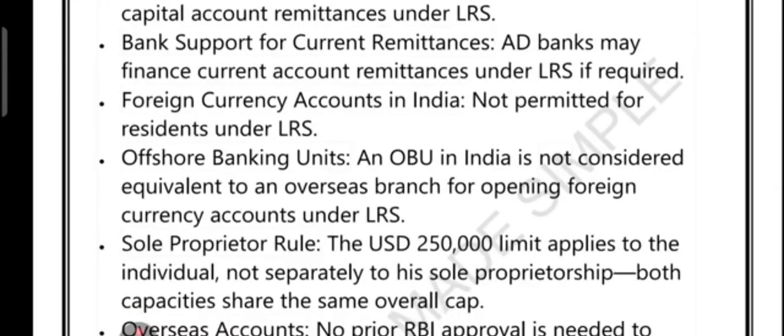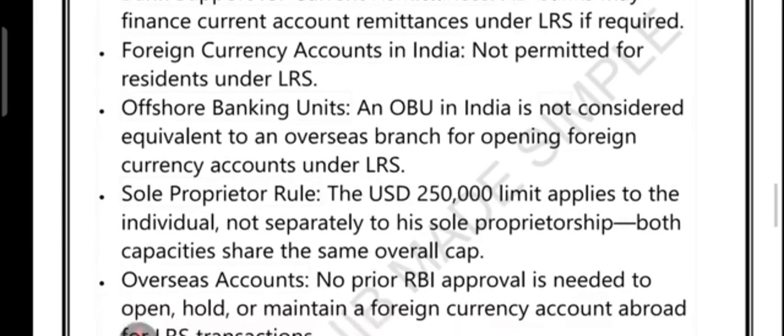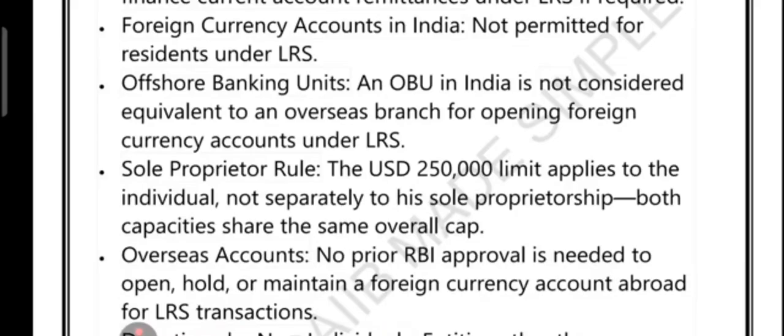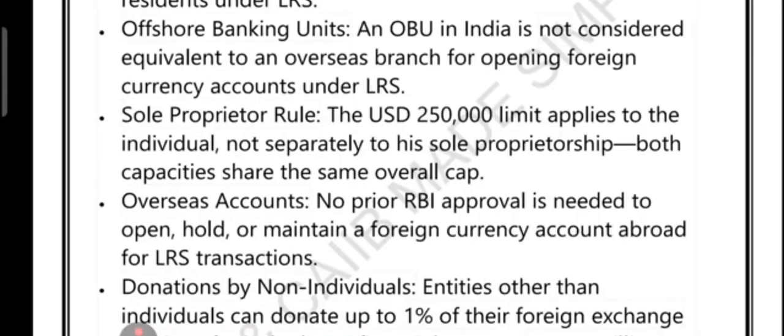Now, a resident can't keep a foreign currency account in India under LRS. Right. It's very, very important. There is something called an offshore banking unit. An offshore banking unit in India does not count as an overseas branch for opening such an account. If you run a sole proprietorship, your personal and business remittances share the same $2.5 lakh limit.